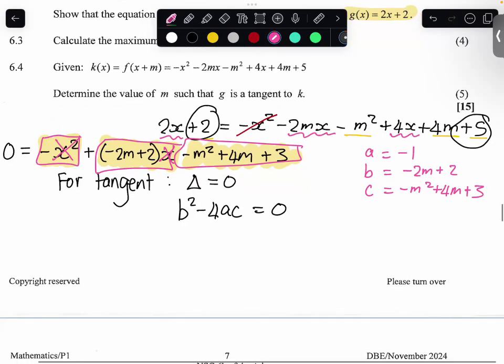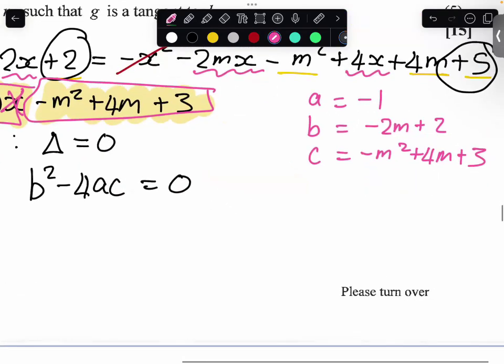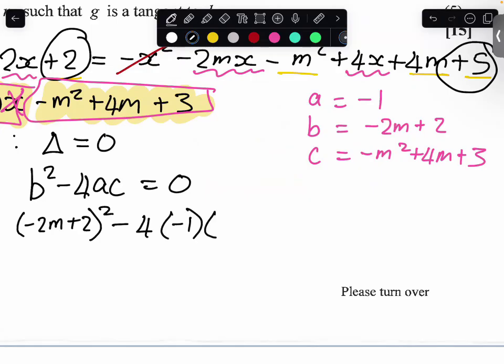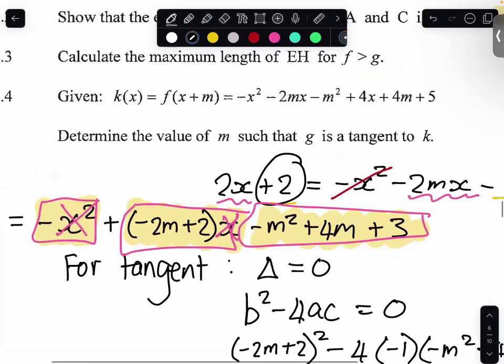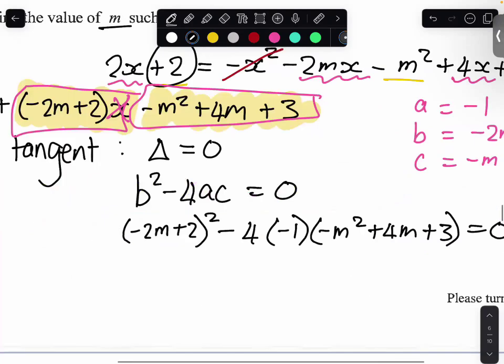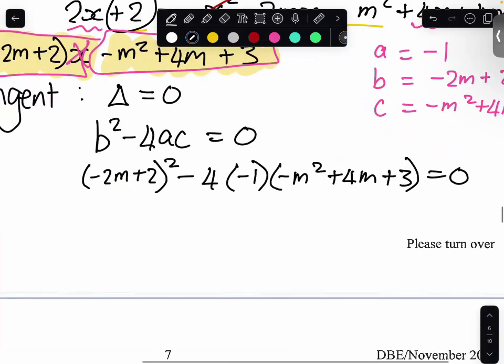Right. Now, at this point, we're going to sub in our a, b, and c. b is minus 2m plus 2 whole squared, minus 4 into a, which is minus 1, into c, which is minus m squared plus 4m plus 3. That's equal to 0. And there's only one unknown now. It's m, and that is what they asked you to solve for. It said, determine the value of m such that g is a tangent to k. And so now you're going to do normal basic algebra, and we're going to solve for m.